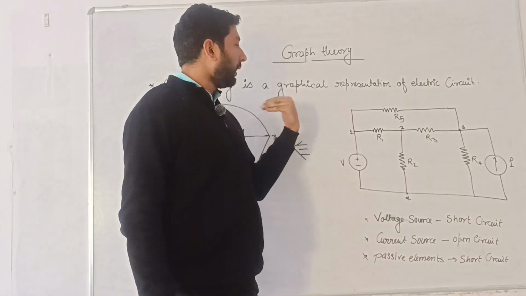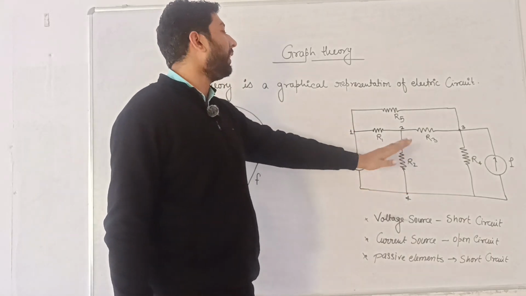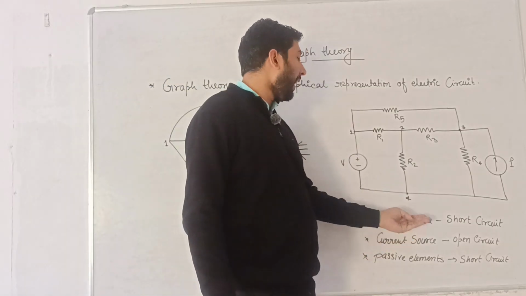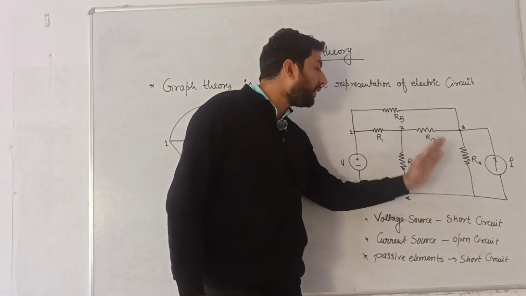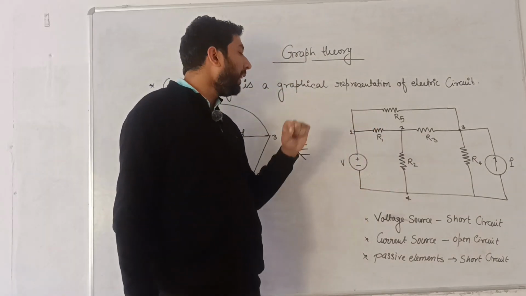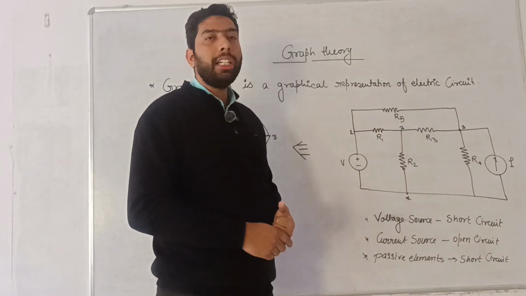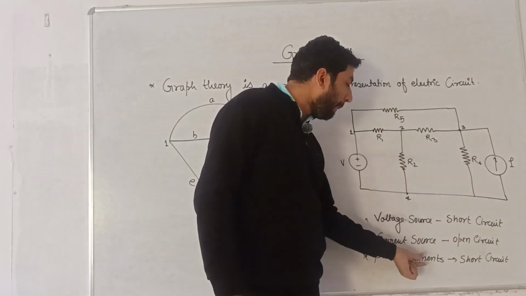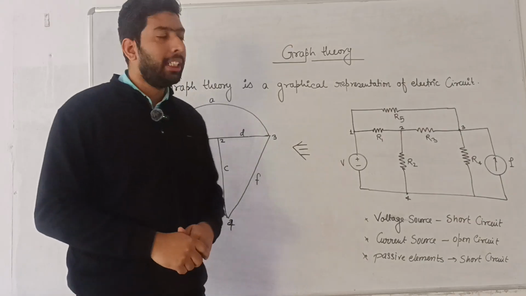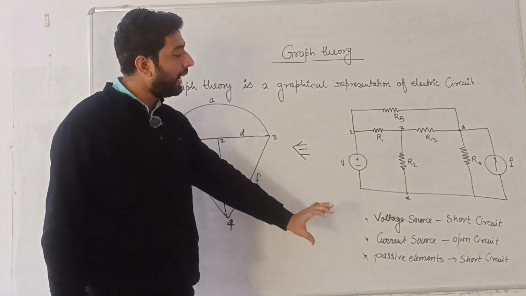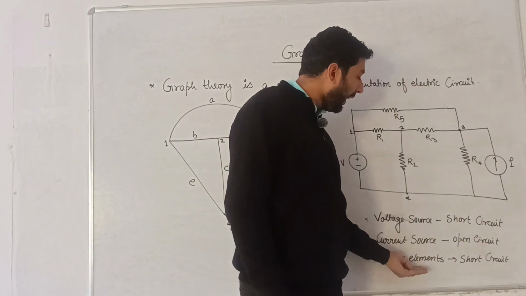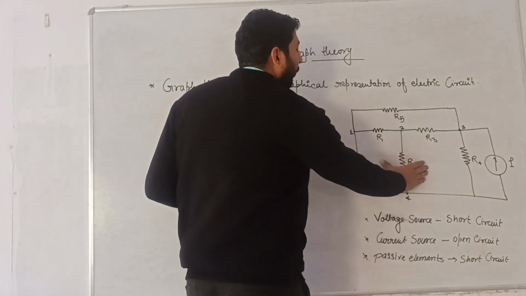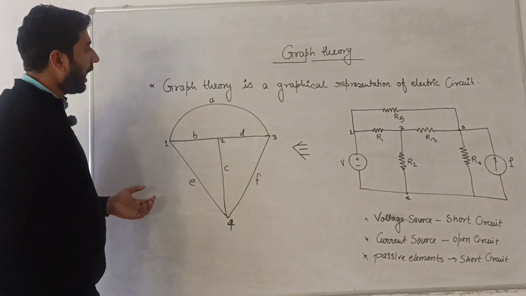So after taking this example and converting it into a graph, we are taking some assumptions. The first assumption is that the voltage source is taken as a short circuit in graph theory. The second one is the current source, which is taken as open circuit behavior in graph theory. And the last one is the passive elements. These passive elements, R, L and C types of elements, also come under short circuit conditions. So this graph is converted using graph theory.